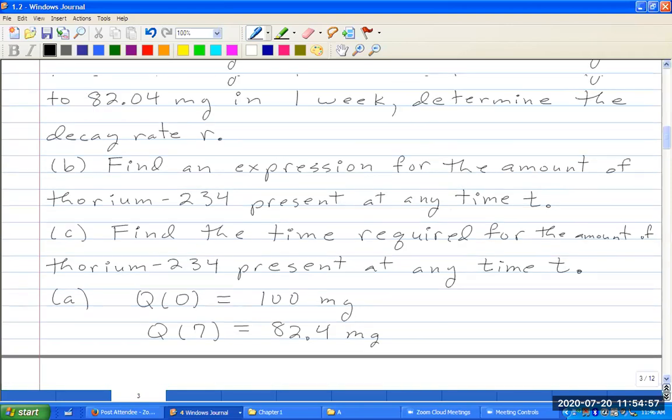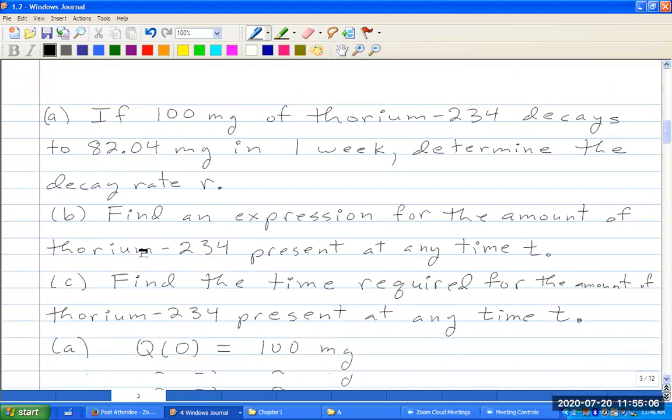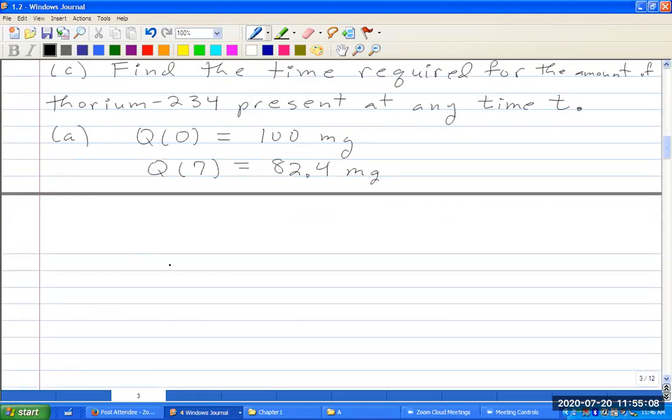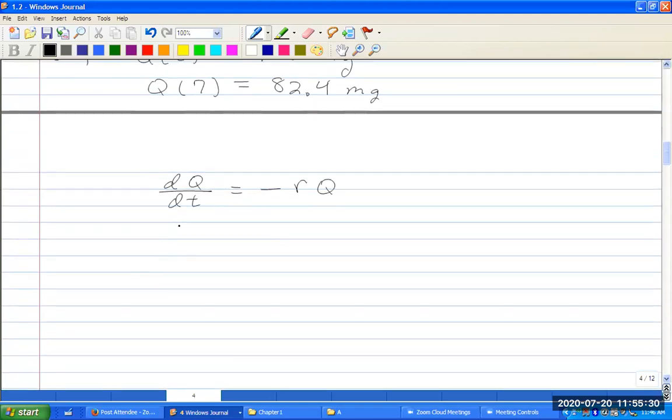So it says that it decays according to this differential equation. dq over dt is minus rq. So I can write this differential equation in differential form.